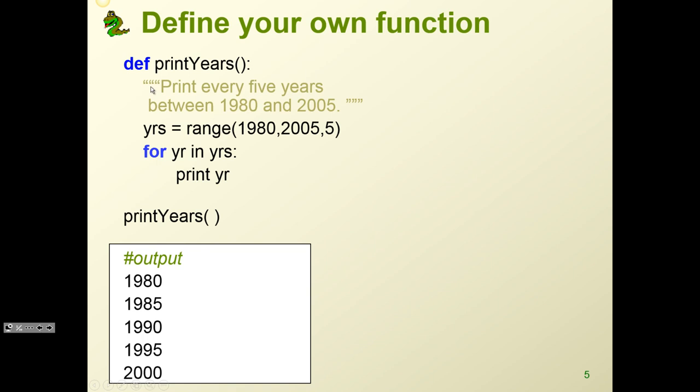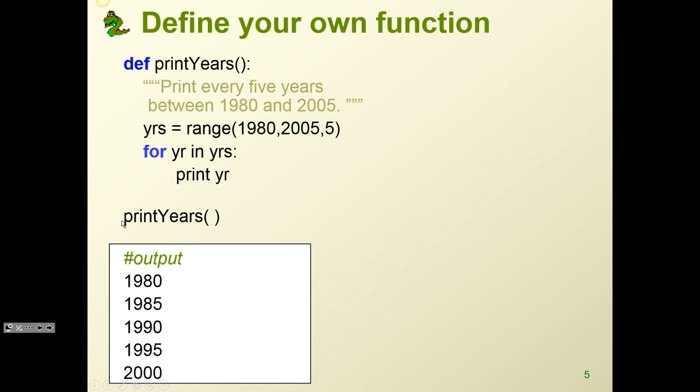What is this function doing? Print every 5 years between 1980 and 2005. It creates a list of numbers. The range function returns a list of numbers, which we hold in the years variable. And then we do what? We just loop through them and print each one of them. The output from this function will be this.